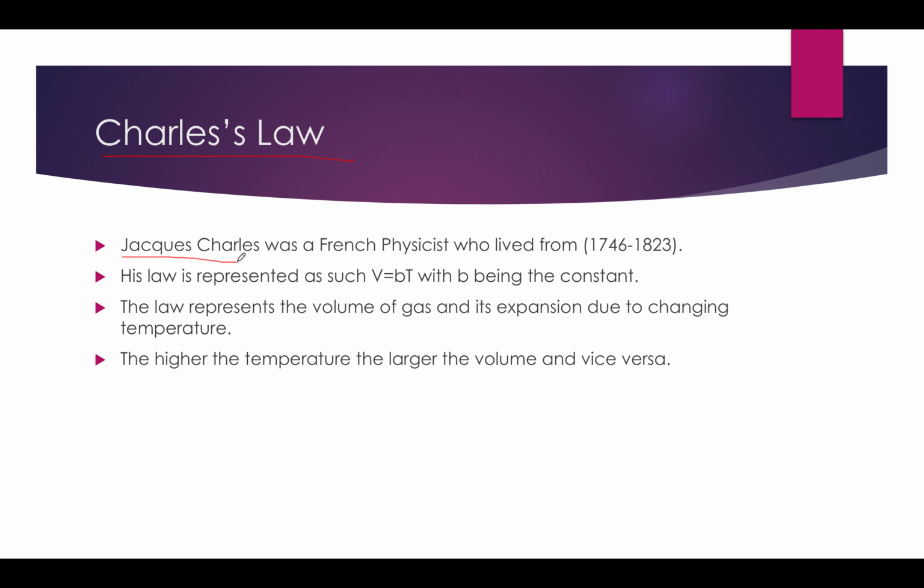Jacques Charles was a French physicist who lived from 1746 to 1823. His law is represented as such with the equation V equals bT, and this lowercase b represents the constant in the equation, much like in an algebra equation or slope-intercept form. The law represents the volume of gas and its expansion due to changing temperature.